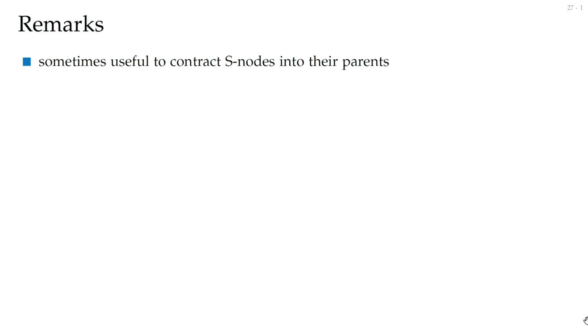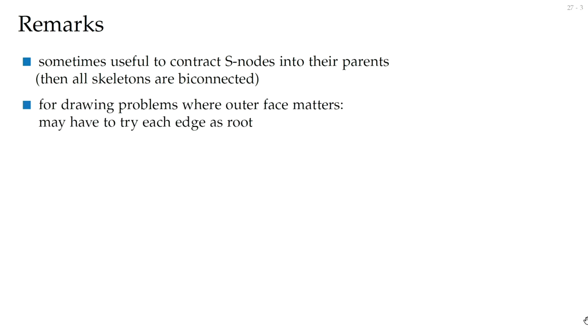Sometimes if you do stuff, it might be helpful that you also remove the S nodes and you contract them into the parents. If you get stuck, this might be a strategy that makes sense, because then all the skeletons are bi-connected even without the reference edge, which can make it easier. Because otherwise it's always a bit weird. Sometimes you count the reference edge, sometimes not. And this can make it easier.